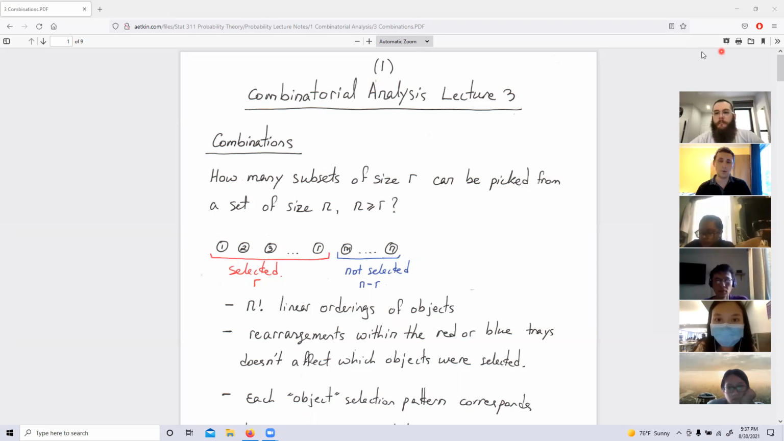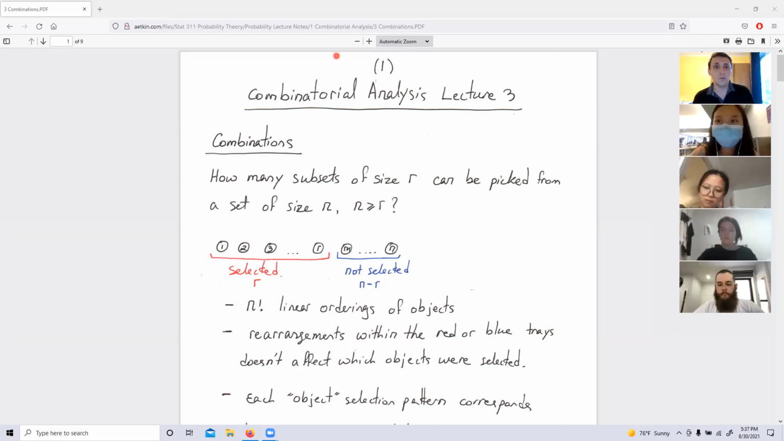Probability, if you approach it with logic, is not so terribly difficult. Combinatorial analysis, lecture 3. Combinations. So this is the main problem.